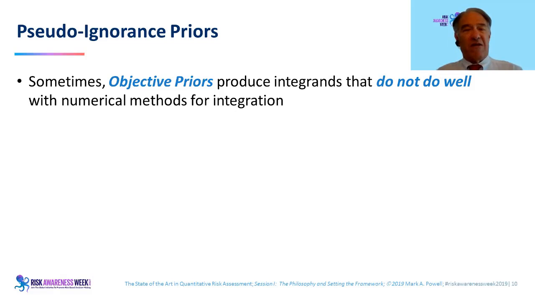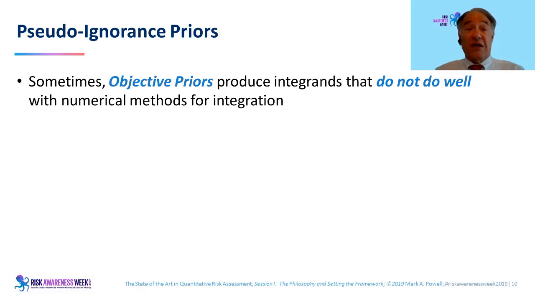Now let me throw something else in. I invented this term pseudo-ignorance priors, because quite often when you use an objective prior, you get an integrand and uncertainty model that's analytically intractable. And that analytically intractable integrand doesn't work well with the numerical methods we have to integrate to get our probabilities. So in those cases, we get a problem. The problem is the fact that the integrand is improper. What that means is that the integral will go to infinity. It won't be a definite integral. So we've got problems with that.